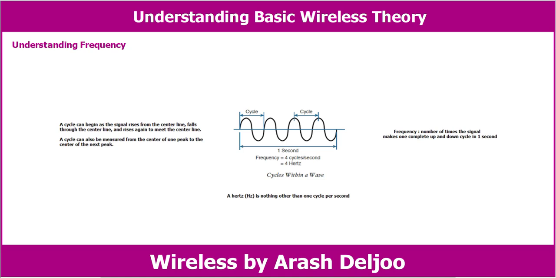In this figure, suppose that 1 second has elapsed. As you can see, during that 1 second, the signal progressed through the complete cycles. Therefore, its frequency is 4 cycles per second, or 4 hertz. A hertz, or Hz, is the most commonly used frequency unit and is nothing other than 1 cycle per second.